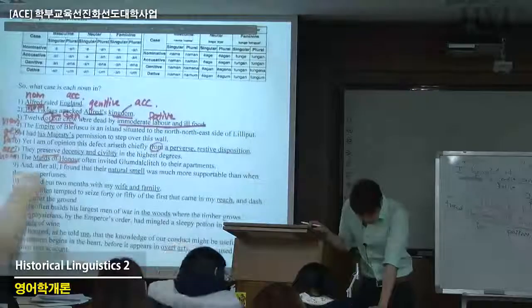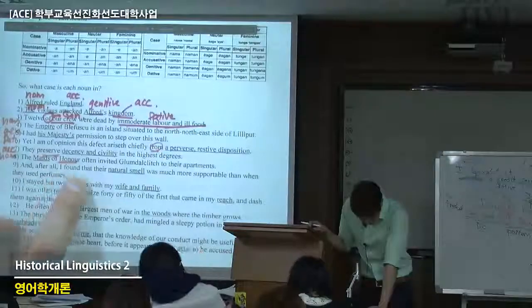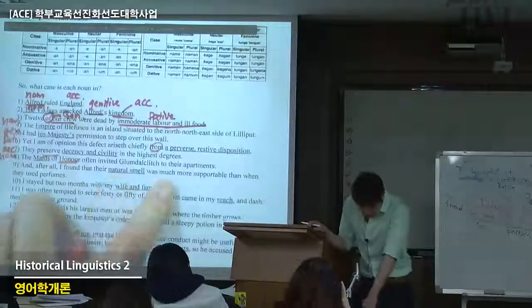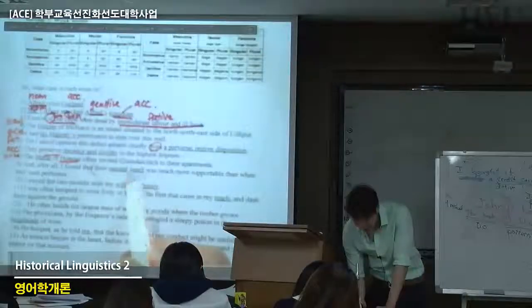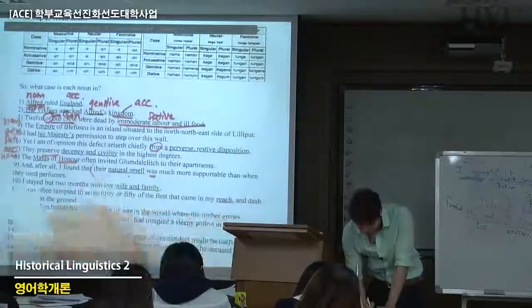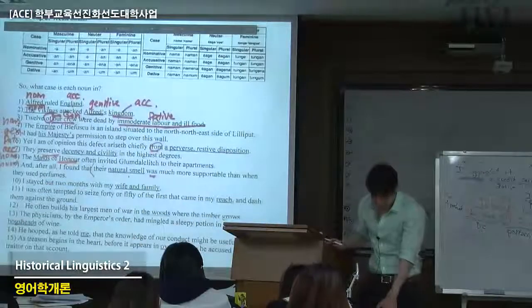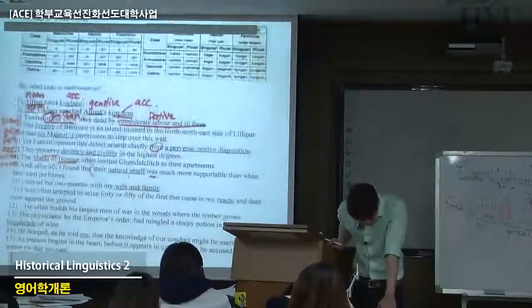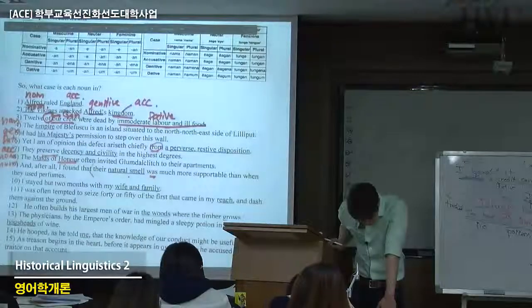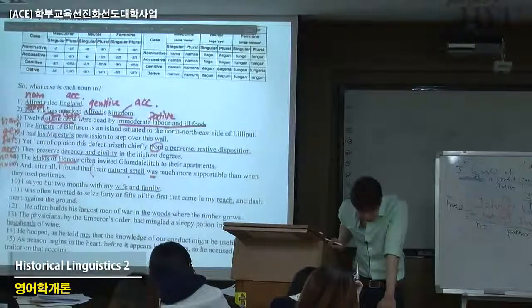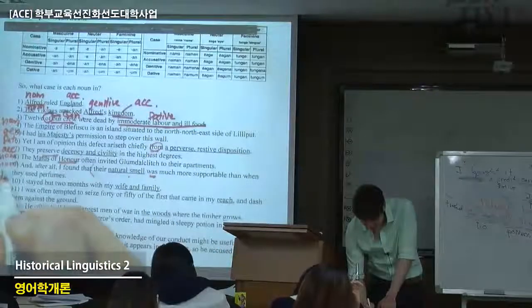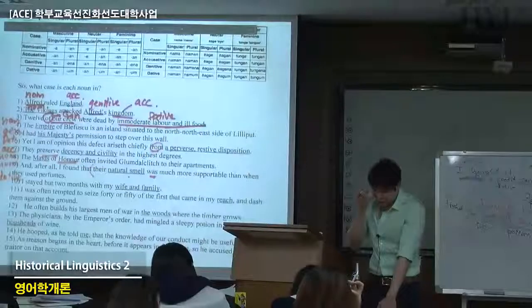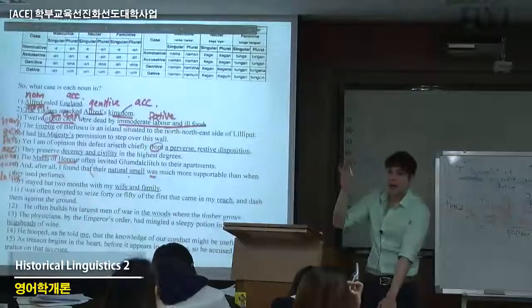Number 9, I found that their natural smell was much more supportable than when they use perfumes. In this case, it functions as the subject of the be verb, so it's the nominative case as well. Number 10, I stayed but 2 months. I stayed but 2 months, only 2 months with my wife and family. So it's a dative case, right? Because it's after a preposition with.